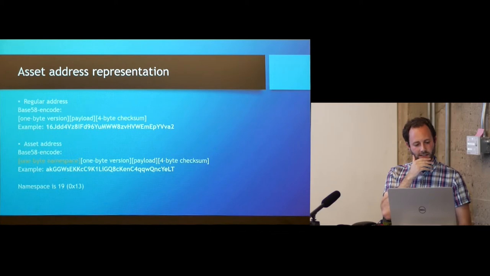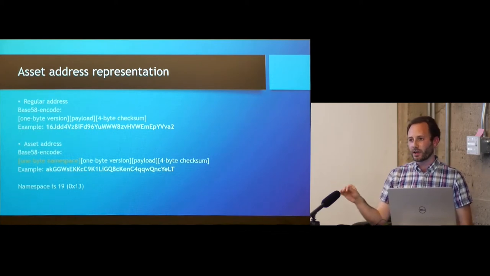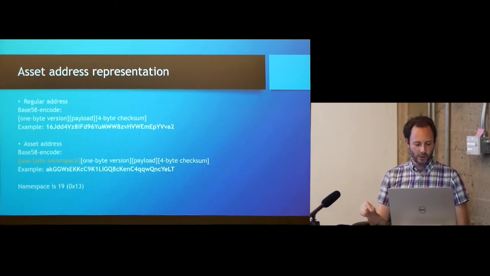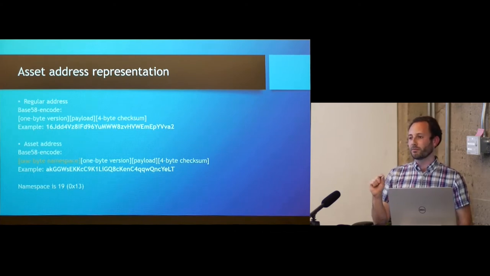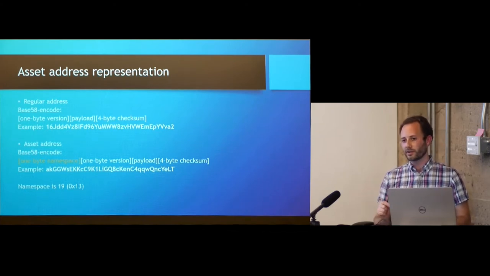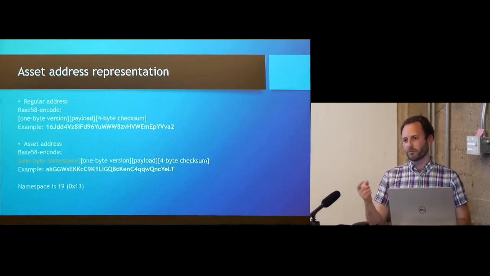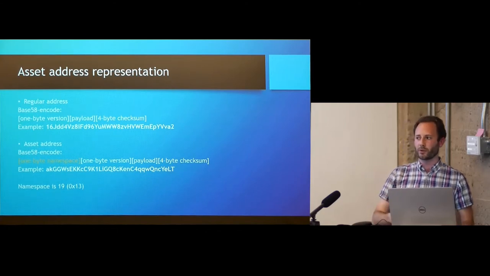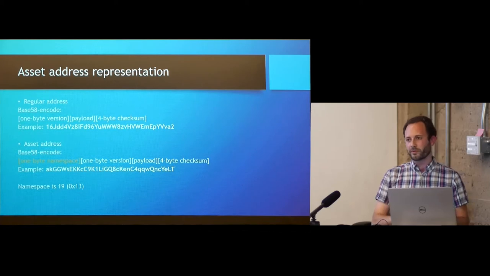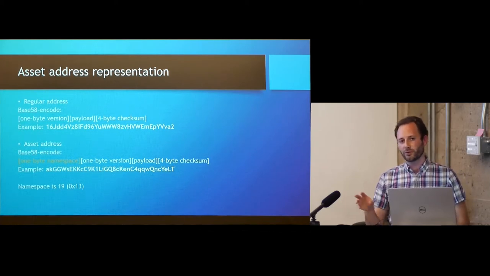The way it works is that we take the normal Bitcoin address and we prepend it with one byte, which we call the namespace byte. It's 19, but because of how base 58 works, it's going to change the whole string completely. So it's going to look completely different, and it's not possible to just look at one address and create the other one. You have to actually run some code to do it. And this comes with two rules. It's like Fight Club.